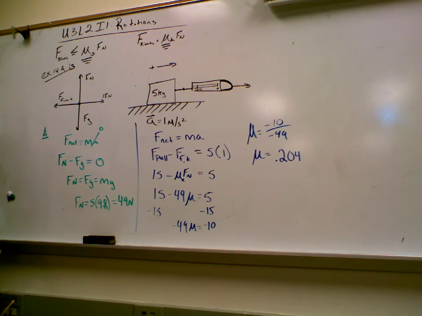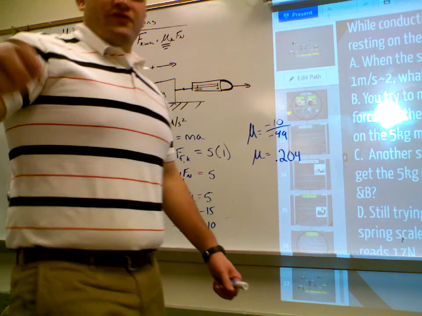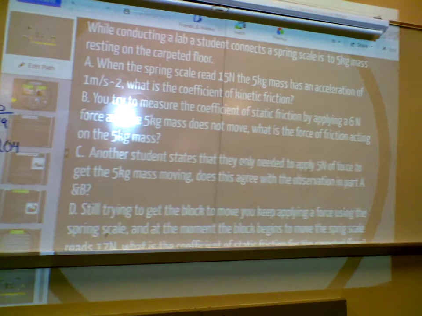Any other questions? What does part B say? I forgot. Part B: you try to measure the coefficient of static friction by applying a 6 Newton force on the 5 kilogram mass, and the mass does not move. What is the force of friction acting on the 5 kilogram mass?